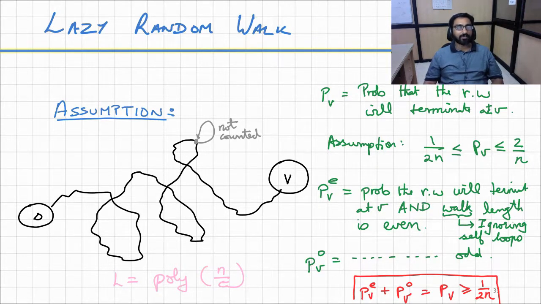Similarly, you can define PV superscript O for odd, which is exactly the same event except that the length of the walk is now odd. Clearly, PV superscript E plus PV superscript O add up to PV, and we know that PV is at least 1 over 2n. Now, with this notion of lazy random walks and the notation that goes along with it, we're ready to look at the framework of our analysis.